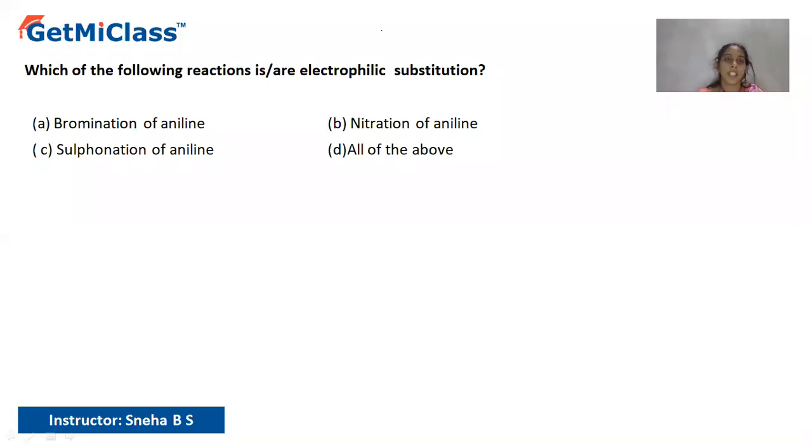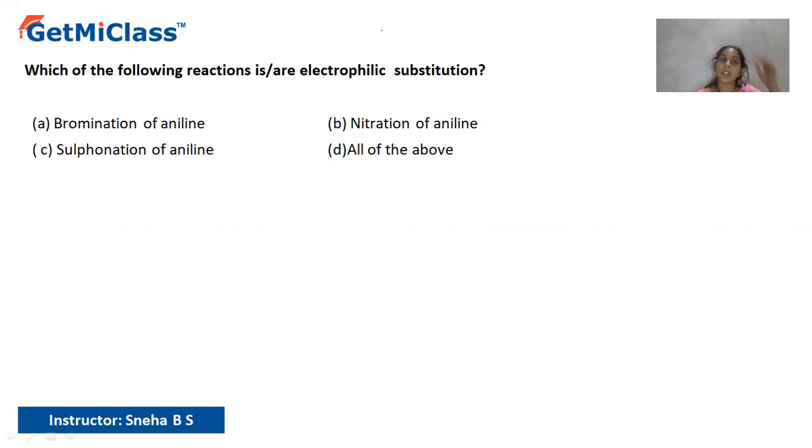Which of the following reactions is or are electrophilic substitution? Option A, bromination of aniline. Option B, nitration of aniline. C, sulfonation of aniline. And D, all of the above.